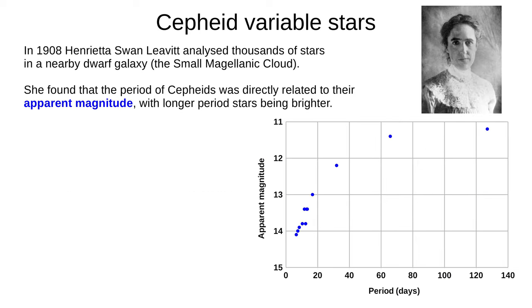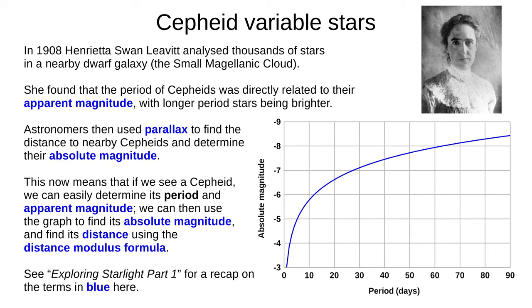In 1908, American astronomer Henrietta Swan Leavitt analysed thousands of stars in a nearby dwarf galaxy, the Small Magellanic Cloud. These stars included several Cepheids, and she found that their period was directly related to their apparent magnitude, with brighter stars having a longer period. And because they are all in the same galaxy, they are all about the same distance, meaning this relation also holds true for their absolute magnitude. Astronomers then used parallax to measure the distance to a few nearby Cepheids in the Milky Way to determine their absolute magnitude. Combined with Swan-Leavitt's data, they developed the graph shown here.